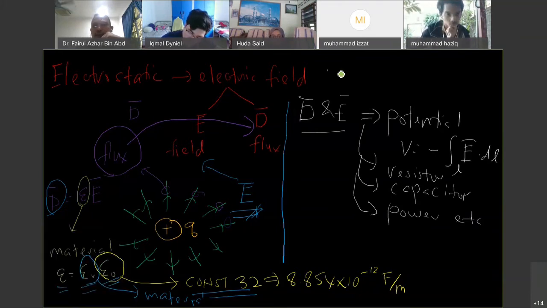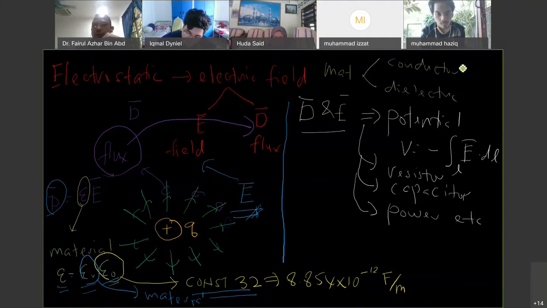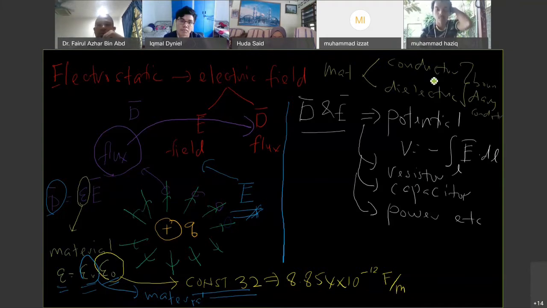In electric perspective, in terms of material, we have two types. First is conductor, and second is dielectric. Because we have two different materials, we have another topic that we need to consider as well. We call it boundary condition. So this is roughly a summary of what we should know in the electrostatic topic.